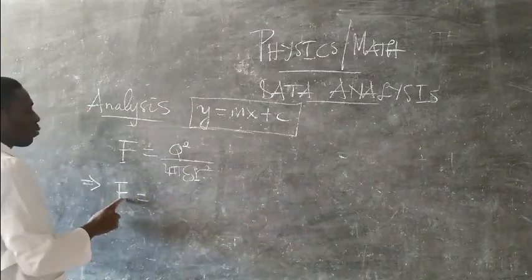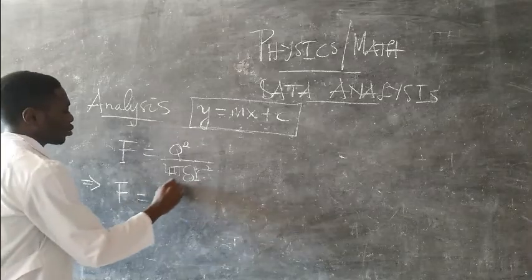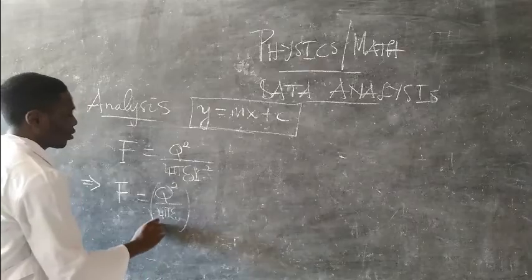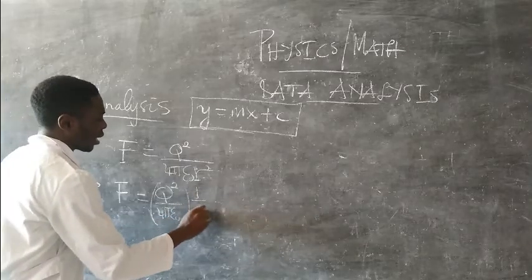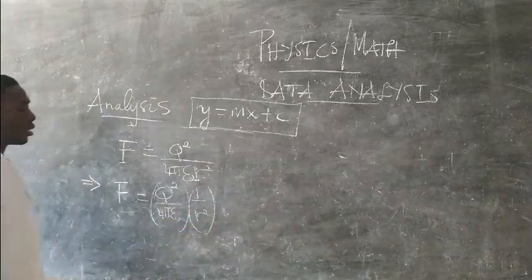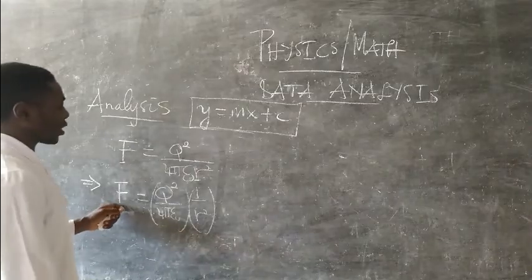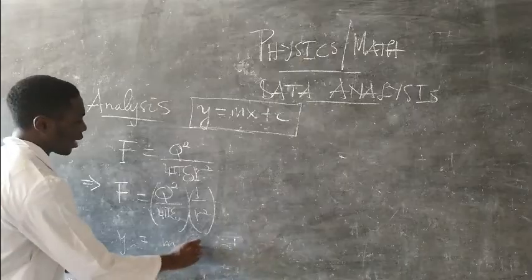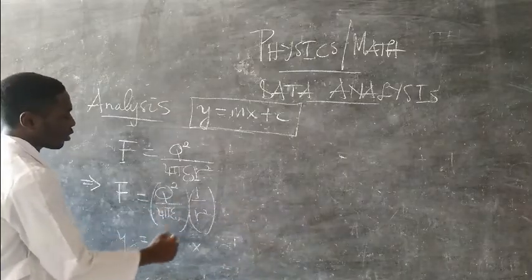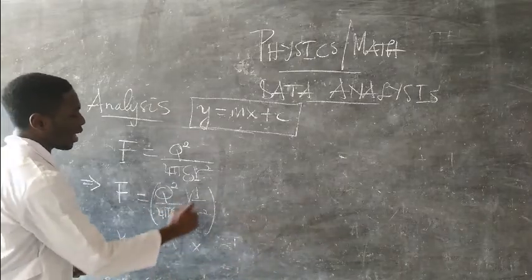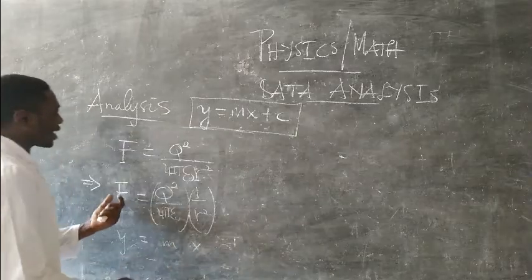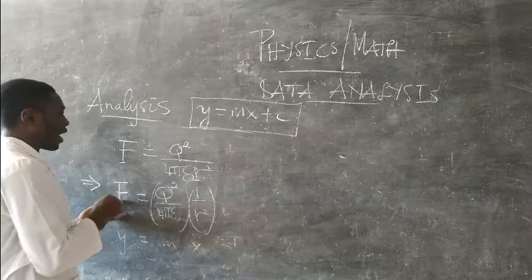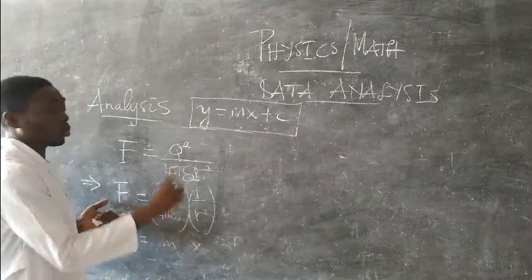So I can decide to plot the graph of f and make kq² over 4πε₀ times 1 over r². So this is simply of the form y = mx, where kq² over 4πε₀ is my gradient and 1 over r² is my x. So I will say a graph of f against, not against r², a graph of f against 1 over r², that's why it's going to give a straight line.